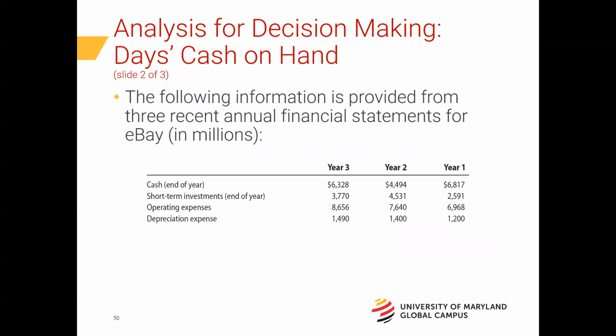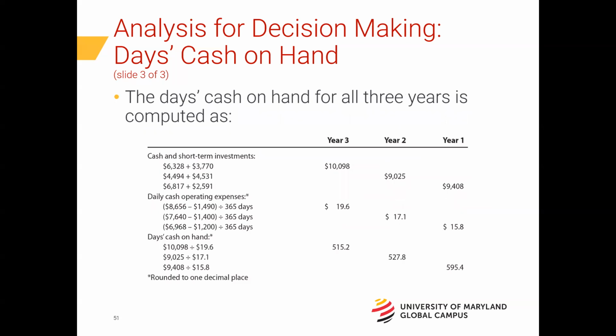So here's an example. Year 3 cash on hand at the end of the year, we have $6,328. Short-term investments of $3,770. Operating expenses were $8,656. Our depreciation expense for the year was $1,490. So our cash plus short-term investments for year 3 was $10,098. Our daily operating expense for year 3 was 19.6.